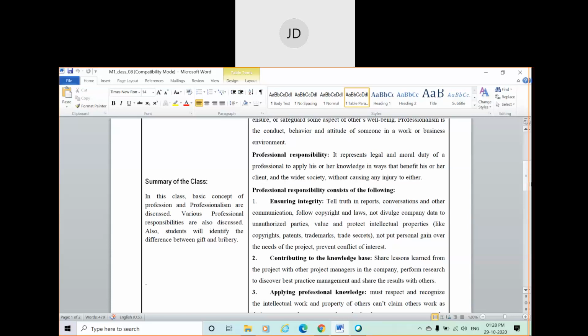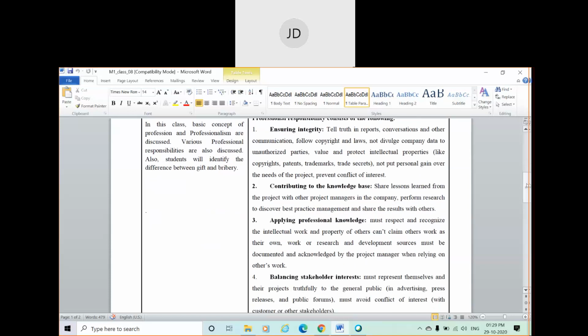Also, it should be transparent. That means whatever you have experienced in a particular previous work, you should share your experience with your fellow colleagues in a particular company, so that together you and your company can improve in a particular way, indirectly for the welfare of the society.